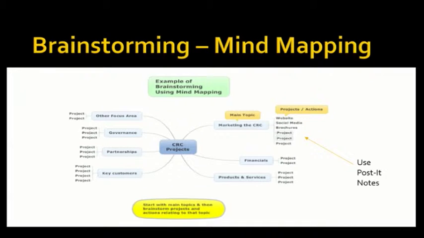So you put that topic in the center, and then from that you branch off usually 5 to 8 or 9 main topics. So in this case we've got marketing the CRC, we've got financials, products and services, and so on. You can see them on the screen there. So they're main topics. And then you take each main topic, and as a group you brainstorm ideas from that main topic. So here we've broken down a little bit the marketing the CRC topic and come up with subtopics being website, social media, and I can't read the other one.